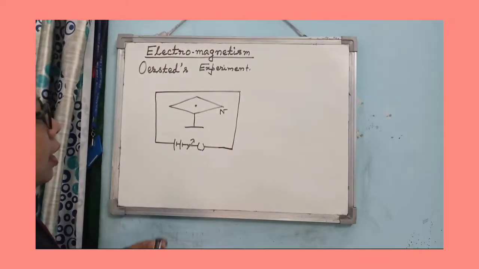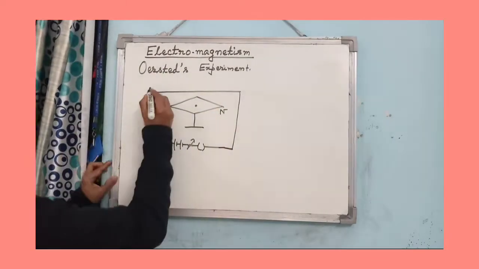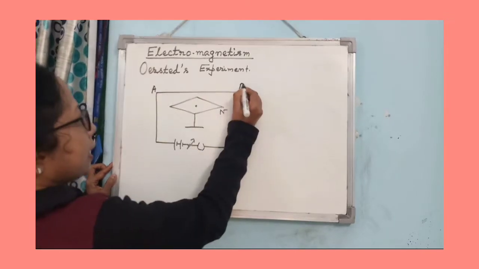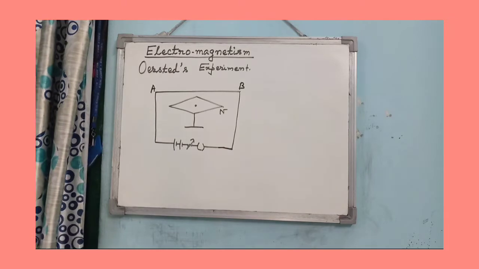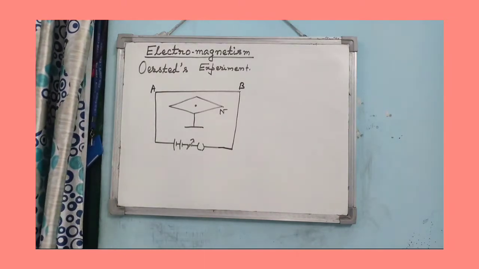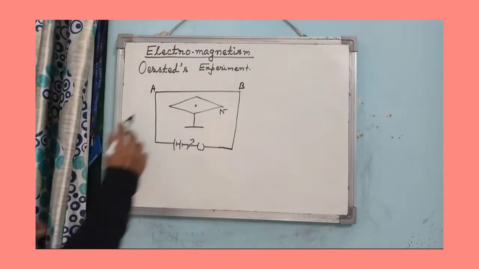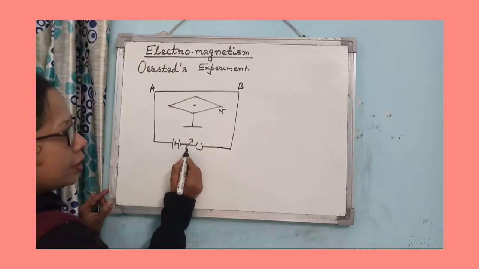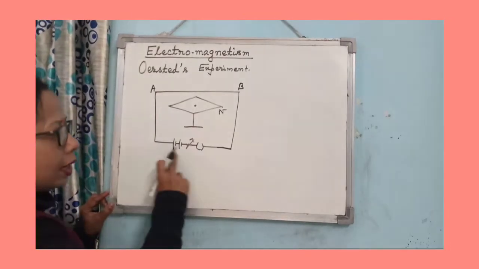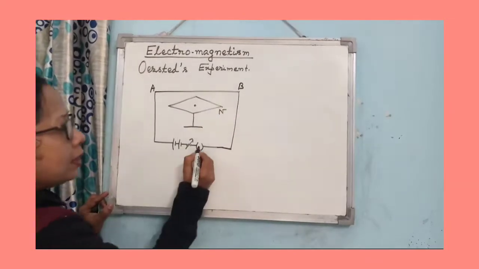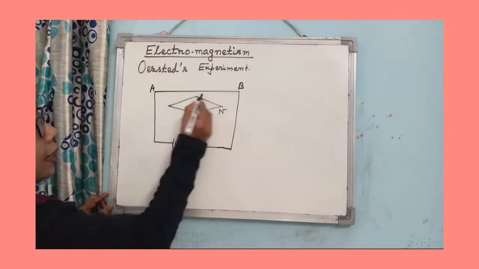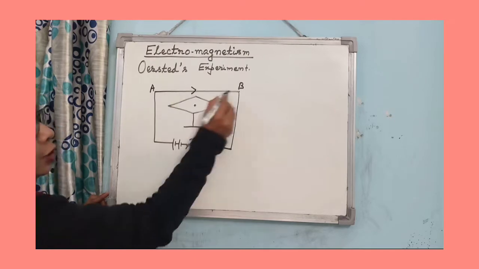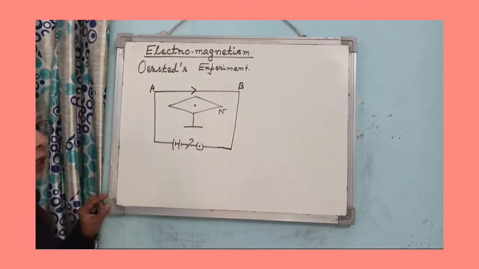First of all, a current carrying conductor AB is taken. Suppose it is connected to a battery, rheostat and key. All are connected in series. So when the key is closed, then what will happen? You see, the current will flow from A to B according to the battery connection.